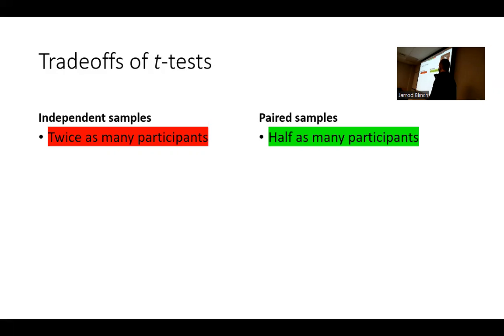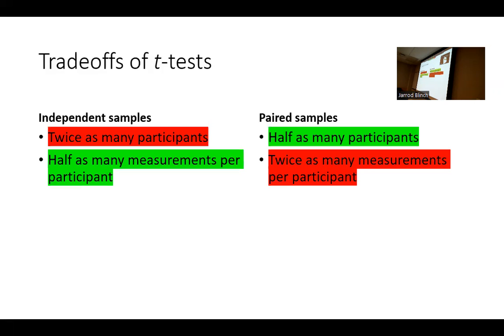So independent samples, you're going to need twice as many participants. Let's say you need 10 participants. Well, you're going to need 2 groups, so you're going to need 20 total. Paired samples, if you need 10 participants, well, then you only need 10, because people are going to do everything twice. And that leads to the second point, which is a trade-off with the first.